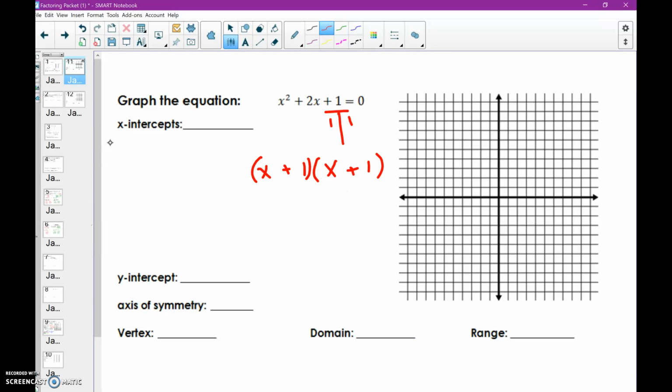Now I'm going to need to solve for my x-intercepts first. Since both of these are x plus 1, I really only need to solve it once. So x plus 1 equals 0, and I get that x equals -1. So my only x-intercept is at (-1, 0), which is right there.